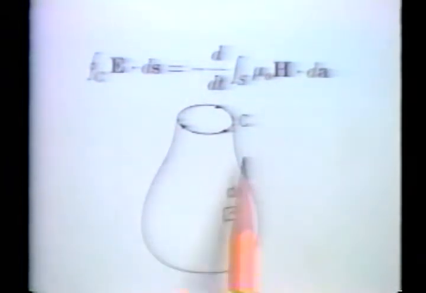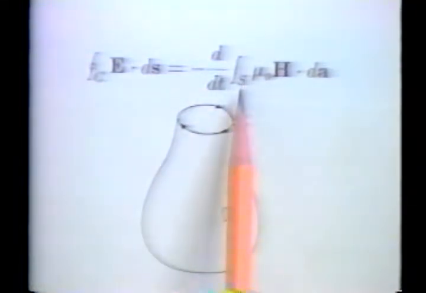A many-turn coil having terminals at A and B links flux through the surface enclosed by a contour composed of C1 adjacent to the perfectly conducting wire and C2 completing the circuit between the terminals. The direction of positive flux is that of area element dA, defined with respect to differential length element ds by the right-hand rule.